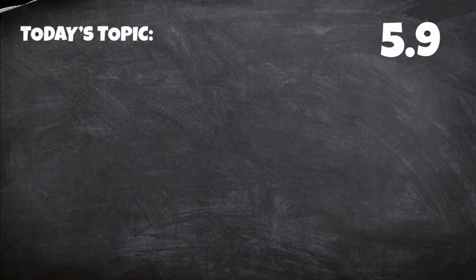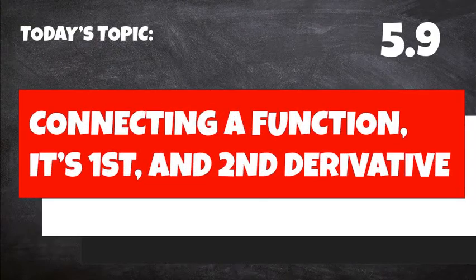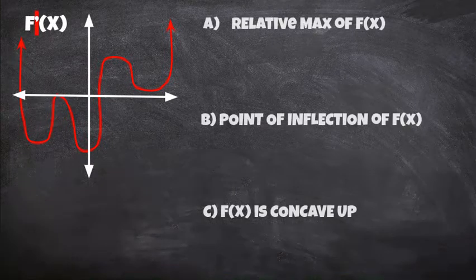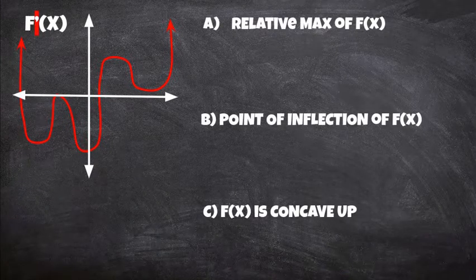So the topic today is 5.9, which is connecting a function, its first and second derivative. On the left is the graph of f prime in red, and on the right are the three questions we will be answering: the relative max of f of x, the point of inflection of f of x, and where f of x is concave up.